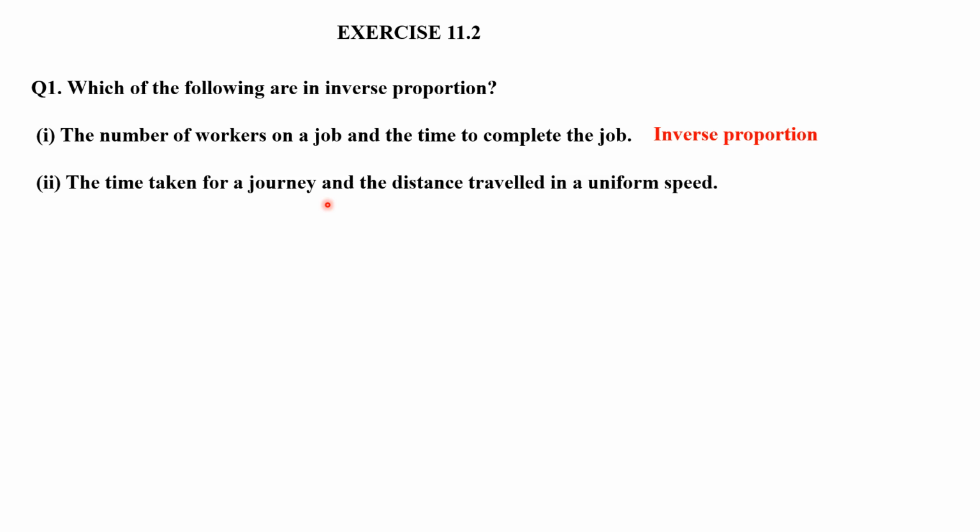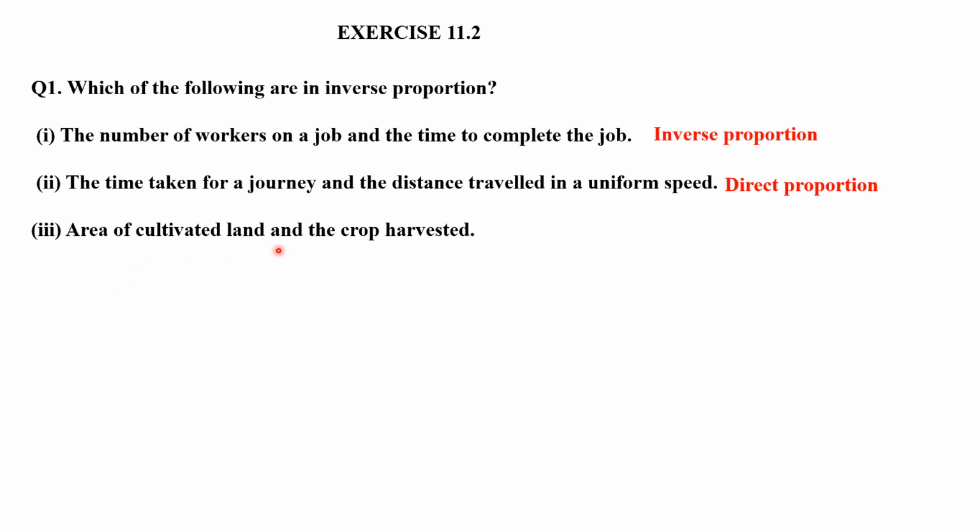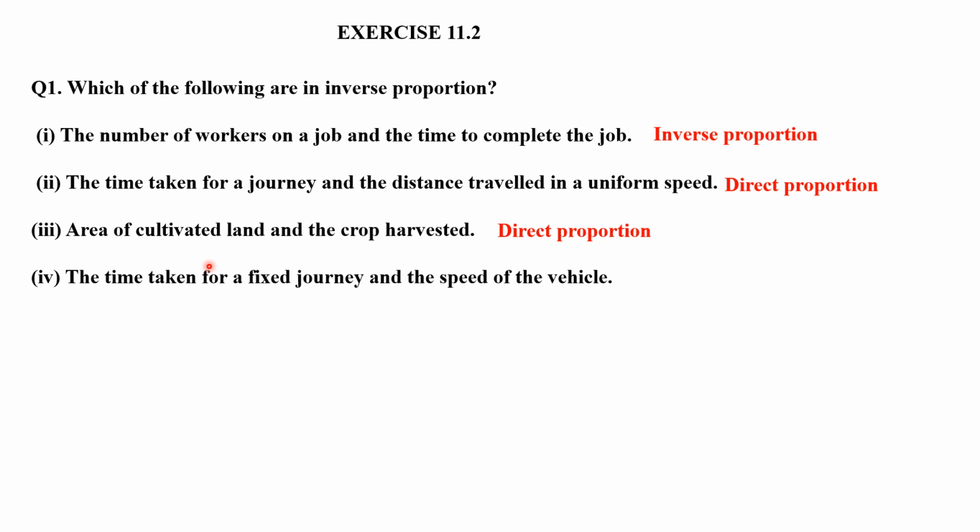Now second one, the time taken for a journey and the distance traveled in a uniform speed. If speed is uniform, means speed is constant throughout your journey, then if you have to cover more distance, more time will be required. So this is direct proportion. Now area of cultivated land and the crop harvested. If you have more land, obviously the harvesting of crop will be more. So this is also direct proportion.